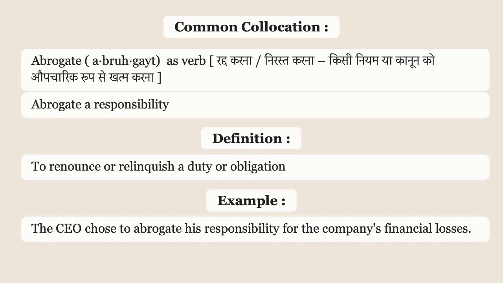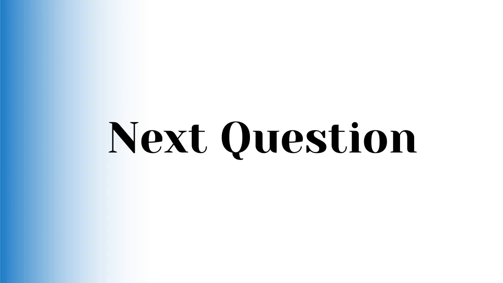Abrogate a responsibility. Definition: to renounce or relinquish a duty or obligation. Examples: the CEO chose to abrogate his responsibility for the company's financial losses. Next question.